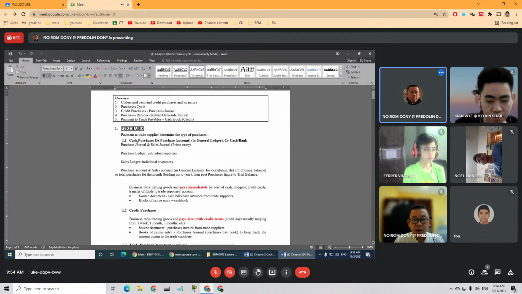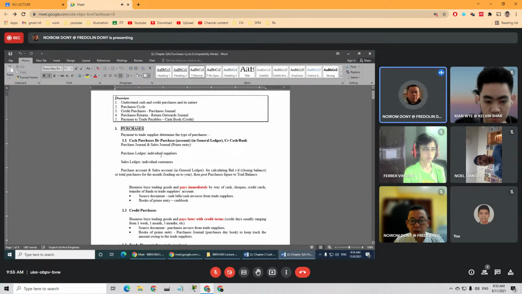If opposite to cash purchases, it will be credit purchases. Credit purchases we record in the purchases journal as a prime entry. If it's credit sales, then it will be recorded in the sales journal as a prime entry. Remember, after the journal, we have to do the recording into the purchases ledger or the sales ledger.